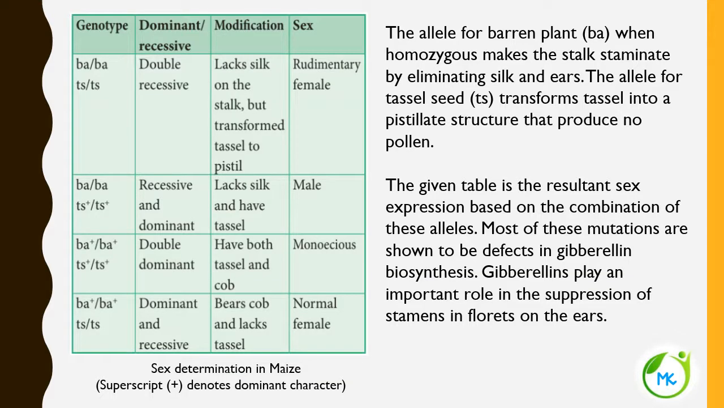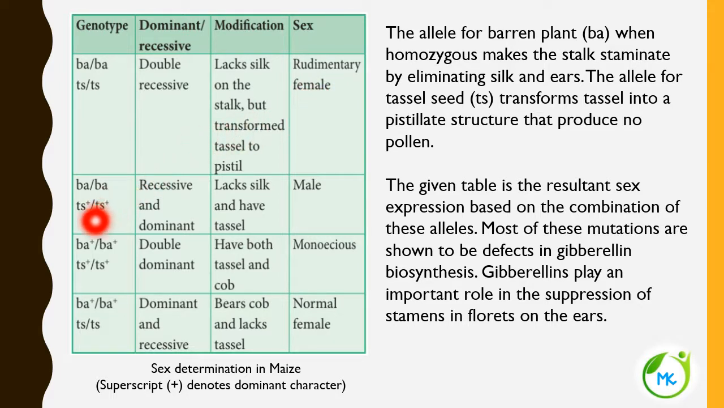And now the explanation of the sex determination in maize. So here you can find the genotype, and the one carrying the superscript plus is said to be dominant, and all the others are going to be recessive. When the genotype is ba and ts, that is both recessive, double recessive, then the sex of the plant will be a rudimentary female. Here there will not be any silk, the female part, on the stalk, but the tassel part will be transformed to pistil. That's why it is a rudimentary female.